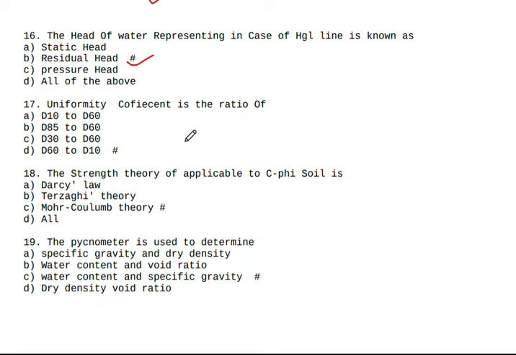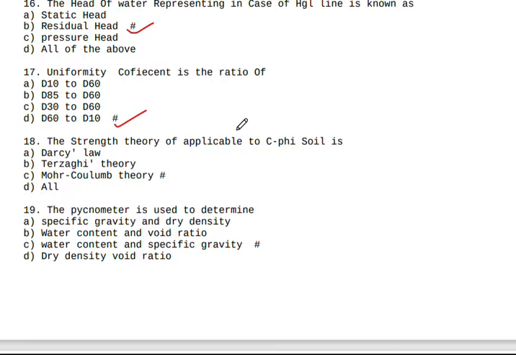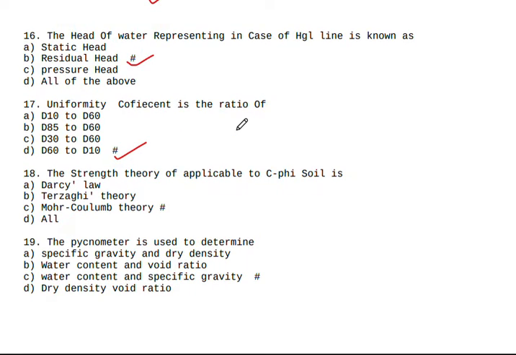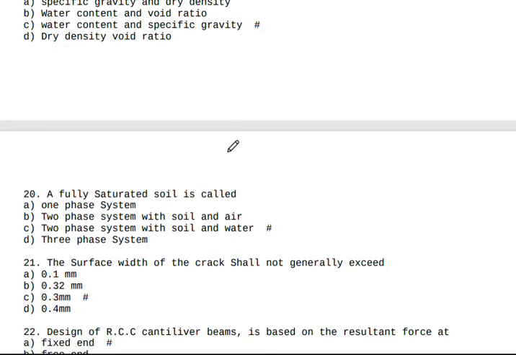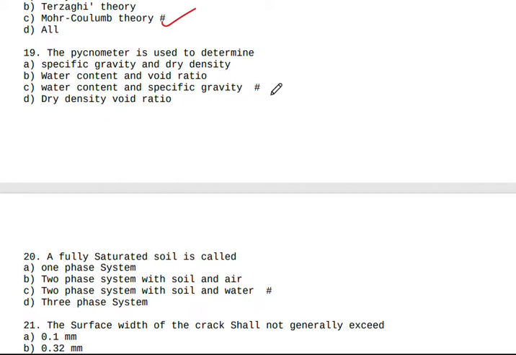Uniformity coefficient is the ratio of D60 to D10. The strain theory applicable to soil is Morse column theory. The pycnometer is used to determine the water content and specific gravity.